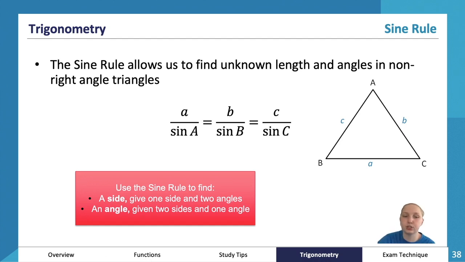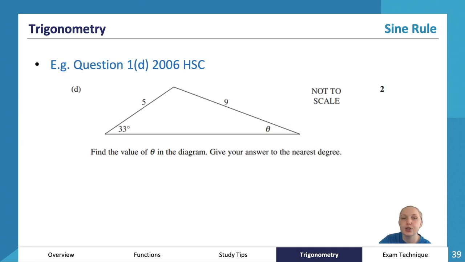We're going to look at some practice questions, because I think the best way to work out and understand this rule is to look at practice questions. This one comes from the HSC from 2006. It was worth 2 marks. It says, find the value of theta in the diagram. Give your answer to the nearest degree. The reason we know we have to use the sine rule here is because we want to find an angle and we've been given two sides and an angle. If we want to find something and we've been given one more of that thing, one more angle and two more sides, that's how we know we're going to want to use the sine rule.